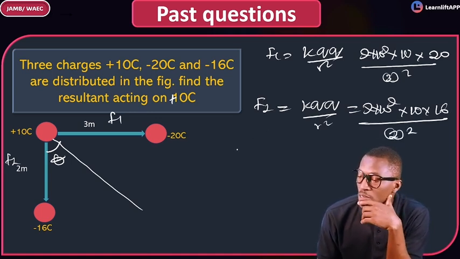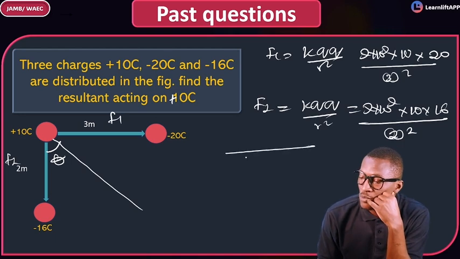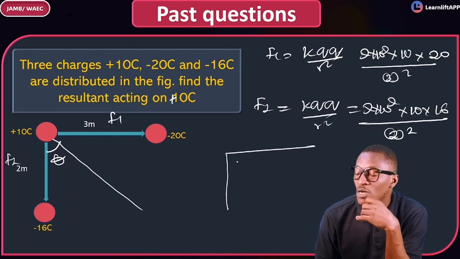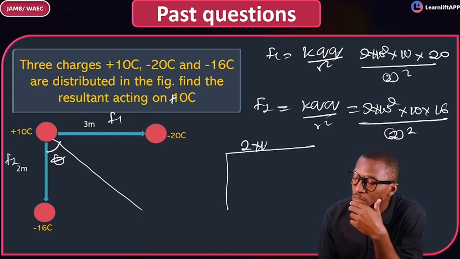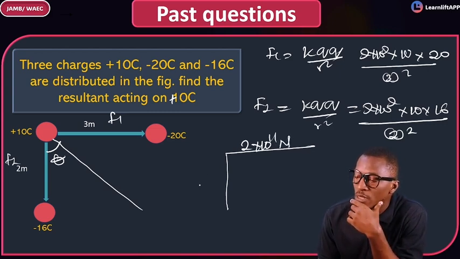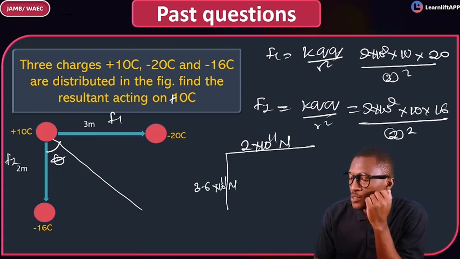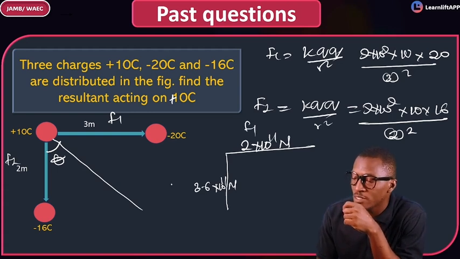So what will now be our new diagram? A new diagram will now be something of this nature. So our F1, calculate F1, calculate F2. So quickly, if you do that now, you're going to get 2 times 10 raised to power 11 Newton. Here we're going to get 3.6 times 10 raised to power 11 Newton. So this is the first one, while this is the second.